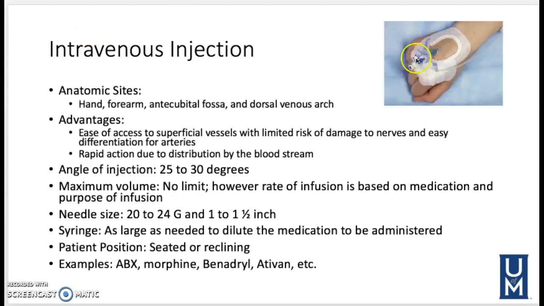So here we see this intravenous injection, this IV, in the patient's hand. So advantages is ease of access to superficial vessels with limited risk of damage to nerves and easy differentiation of arteries. So we're using a vein, not an artery, and veins are more superficial. They can be damaged. We can actually blow a vein, but it causes very little risk to any long-term damage by accessing these veins. It's very rapid, so rapid in action due to the distribution by the bloodstream.